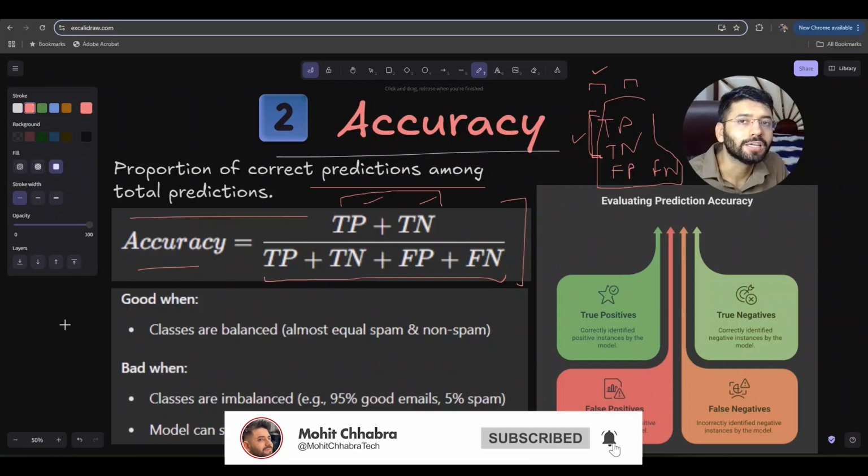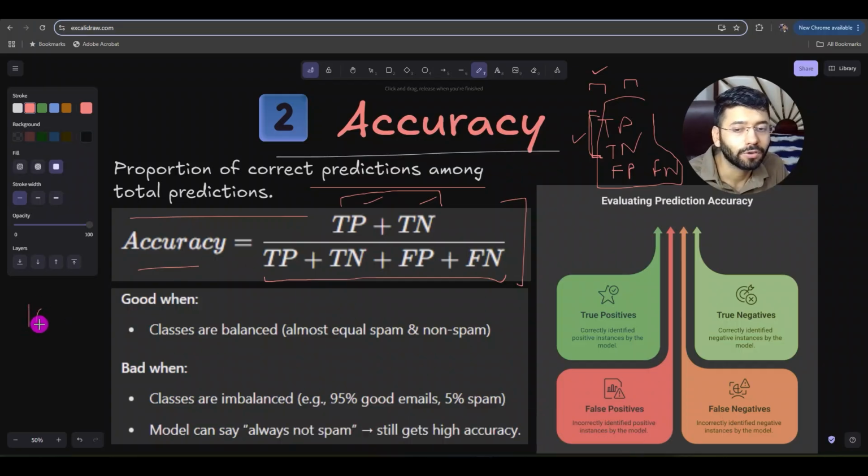So for example, in a spam detector, say there were 100 emails, and out of those you made 90 correct predictions. So 90 includes both true positives and true negatives, which means that you were able to identify the emails which were spams, and you did correctly identify some of the emails which were not spam. So both combined, true positive and true negative, is 90. And what will be the accuracy? 90 divided by 100, because there were total 100 emails. So your accuracy becomes in this case 90%.